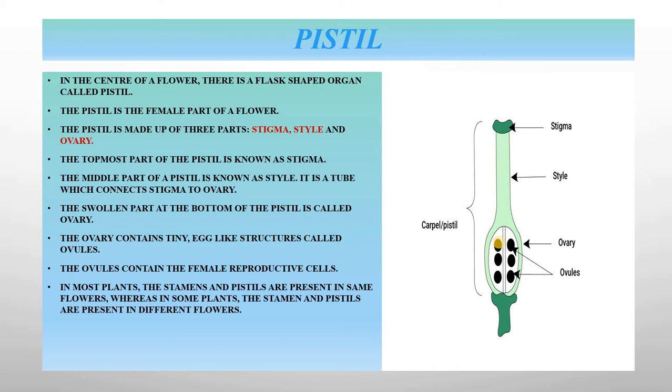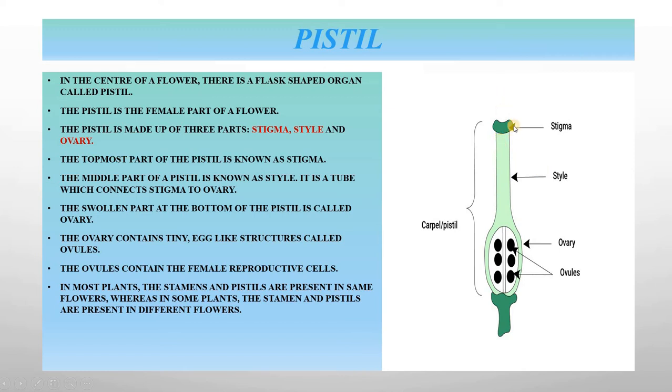One thing I forgot to mention, the other name of stamen is androecium and the other name of pistil is gynoecium. Now, the pistil is made up of three parts. What are they? Stigma, style and ovary.